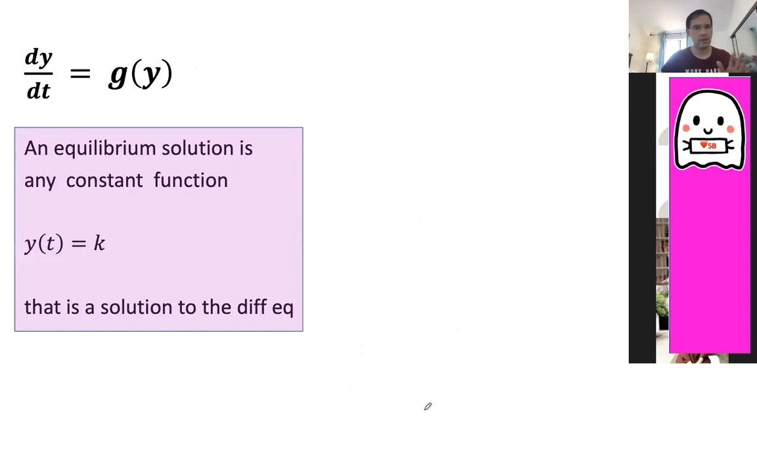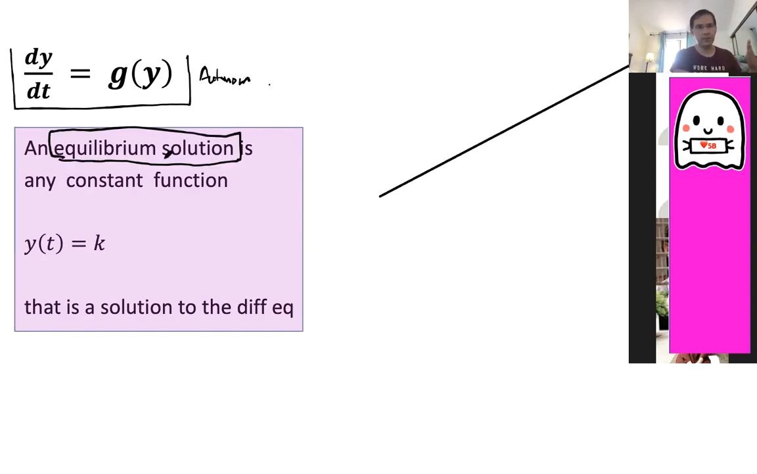Okay, so let's say that we have a given autonomous differential equation, i.e. we have an equation of this kind. The right-hand side doesn't depend explicitly on the independent variable, which is t in this example. And then let's define one class of solutions which are very, very simple. By definition, an equilibrium solution of this differential equation is any constant function that at the same time is a solution to this differential equation.